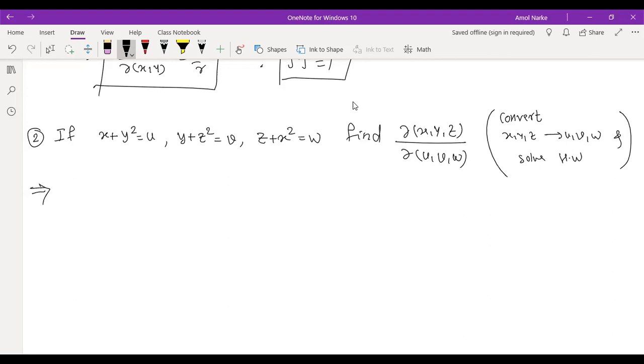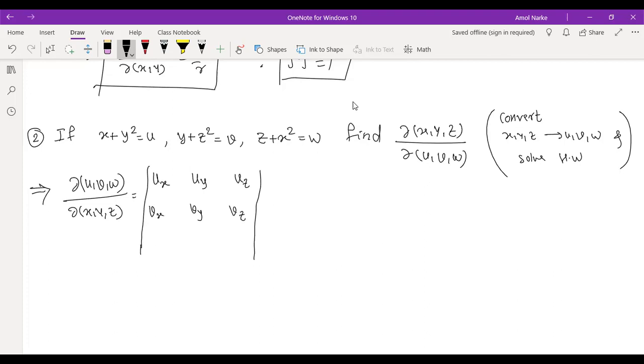We can find J dash. Yes, exactly. Because u, v, w are given as functions of x, y, z, we can easily find this value. What is the formula for this? Since u, v, w are functions of x, y, z, it is u with respect to x, u with respect to y, u with respect to z; then Vx, Vy, Vz; and here Wx, Wy, Wz. Now we put in the values.